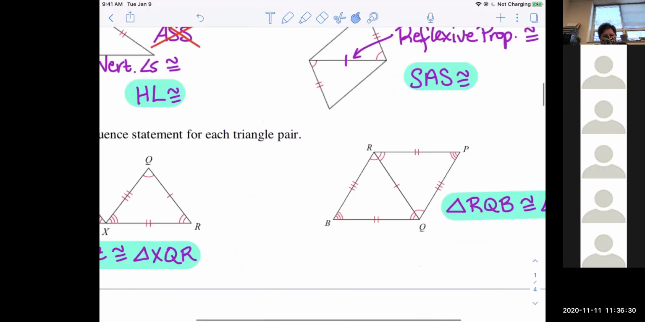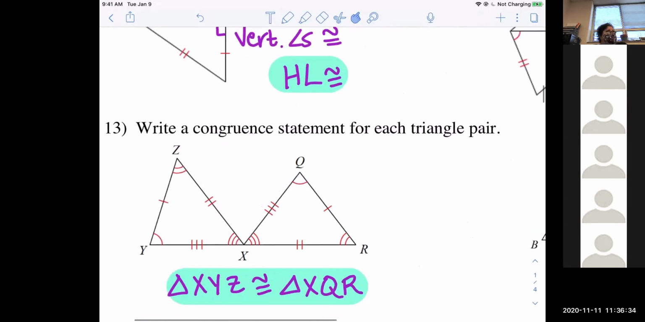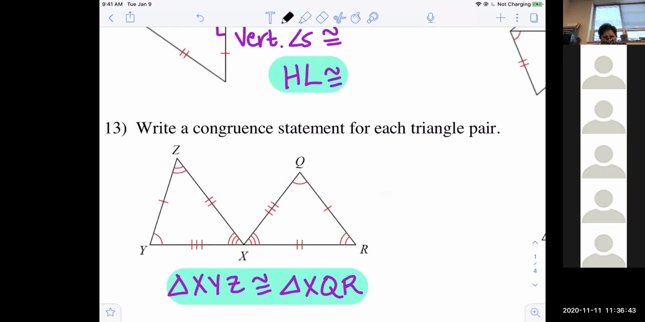Okay, for the congruent statements, make sure your vertices match up. So you might have something different than I do, like maybe you have triangle ZXY. That's okay as long as the second one matches. So if you have something different than I do here, you're going to have something different than I do on the other side, but it's not necessarily wrong.